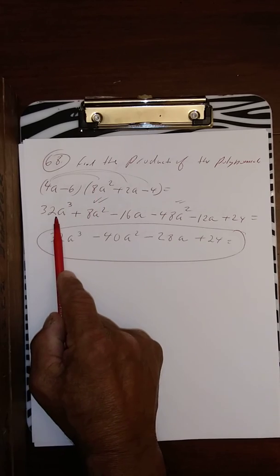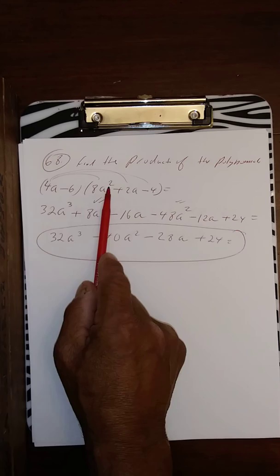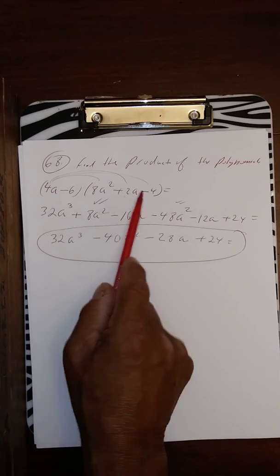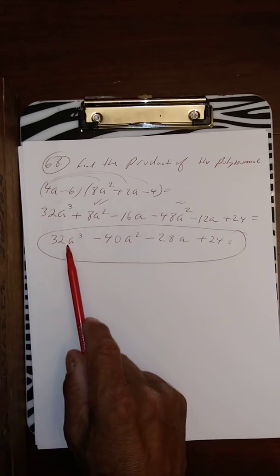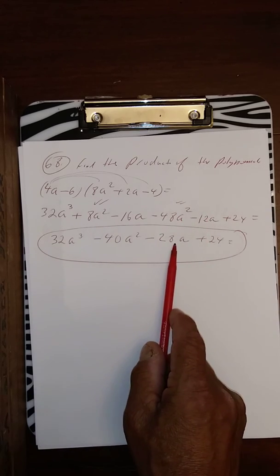4 times that, 4 times that, 4 times that, and then 6 times this one, 6 times that one. Put them together. Cube, squares, squares, a's, and we're done.